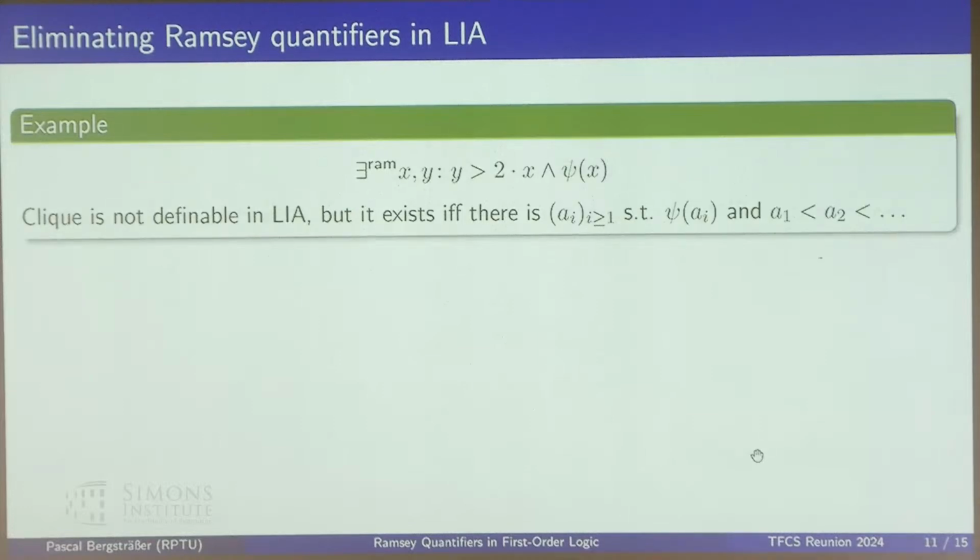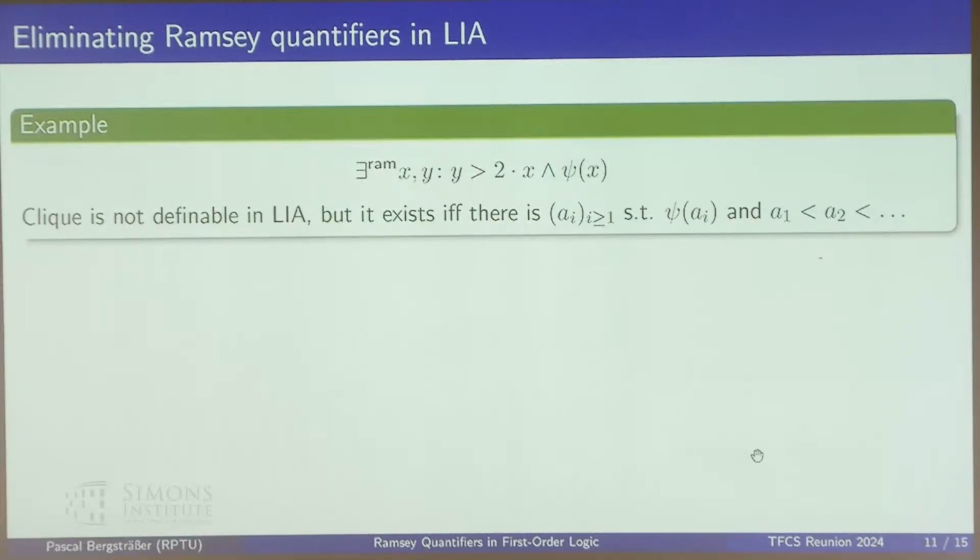Great. So we can assume that our formula is now quantifier free, but we still have the Ramsey quantifier. So now we want to eliminate this. And one could first try to actually define the clique itself. Maybe find an expression for the clique itself, but this is not possible already in integer arithmetic. So let's take a look at this example where you say, okay, I want to find an infinite clique that is strictly increasing, but exponentially. So y is 2 times x, and then there's some other condition on x, let's say. So this is an exponentially increasing sequence, and this is not definable in linear integer arithmetic, so it's not ultimately periodic.